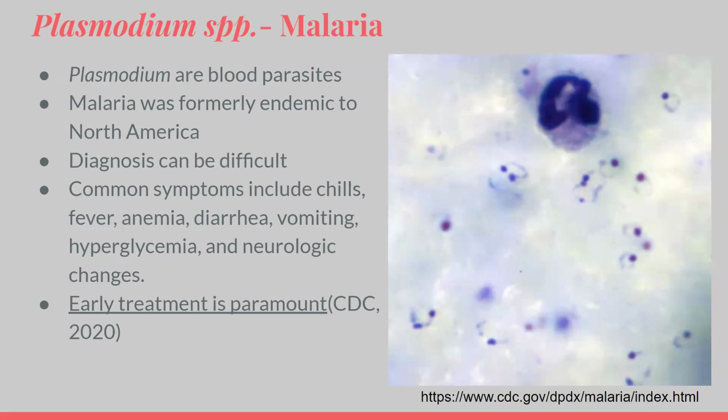Diagnosis can be difficult because it attacks the red blood cells in the human body, and then that depletes the nutrition that can be delivered to different parts of the body. So it depends really on the instance of how many red blood cells are being affected and which organs in your body will be affected first. But common symptoms include chills, fever, anemia. That's a very common one, anemia, because it actually affects the red blood cells. Another one is diarrhea, vomiting, hyperglycemia, and neurologic changes. So perhaps mood shifts because there might not be enough oxygen or nutrients reaching the brain, which can then influence if you are able to have normal brain activity. Early treatment is paramount. As always, early treatment and early diagnosis is extremely crucial.